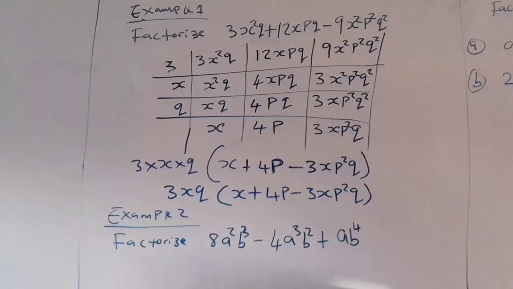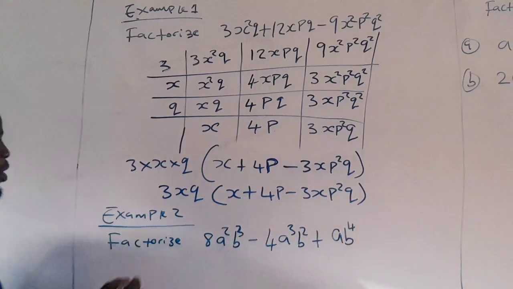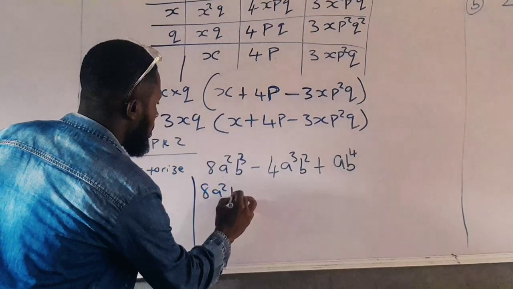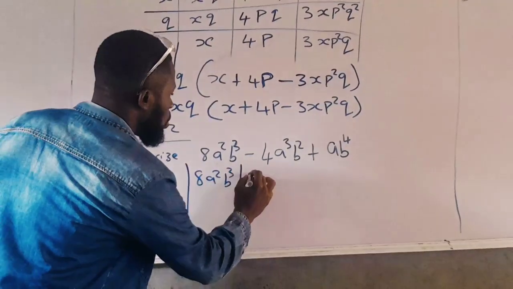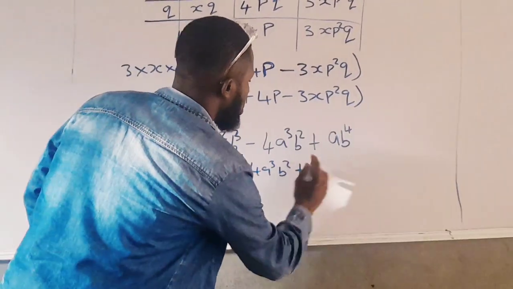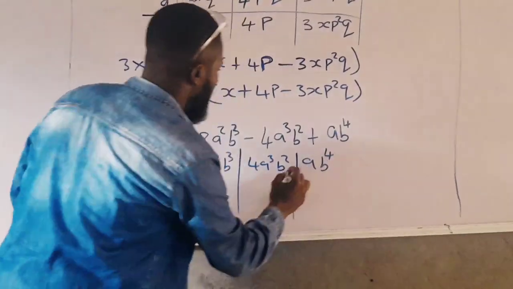So that's how to go about it without you making mistakes. And so let's do the second one, and I will be fast with that. So that means you have 8a squared b cubed minus 4a cubed b squared plus, sorry, you have then ab raised to power 4.